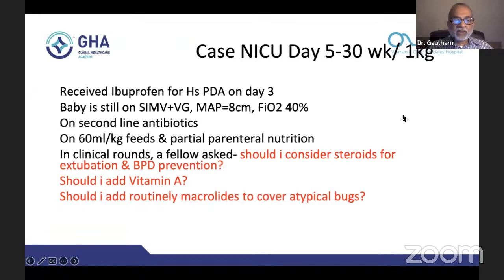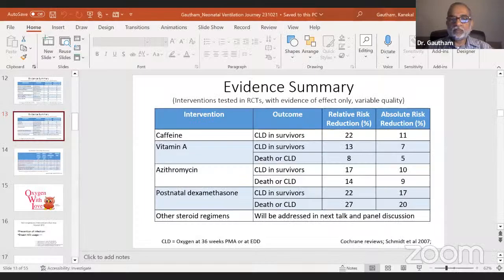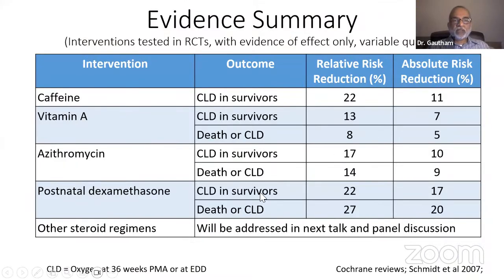I can pull up the slide on the evidence for steroids. One second, let me share my screen. If you look at postnatal dexamethasone, there's a relative risk reduction of 22% of CLD in survivors and a relative risk reduction of 27% of a combined outcome. And the absolute risk reduction is 17% or 20%. So definitely it does reduce it, but I would not use it very early.